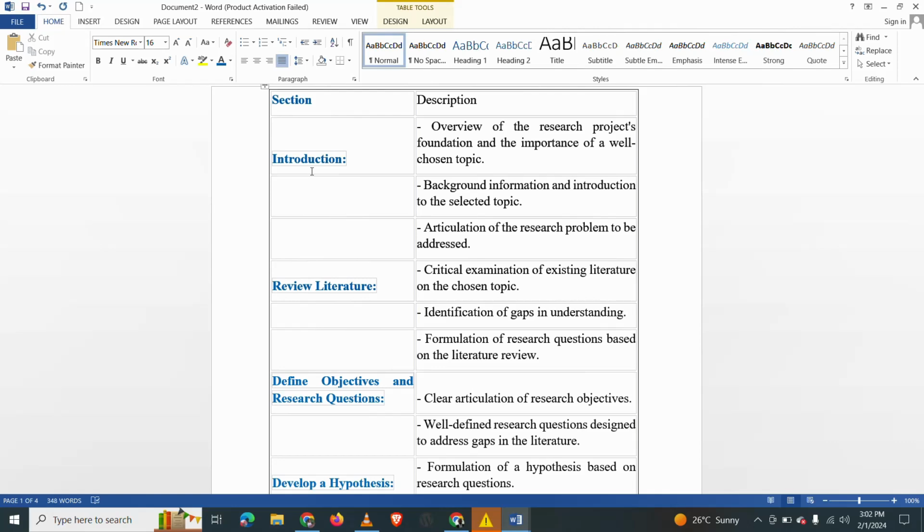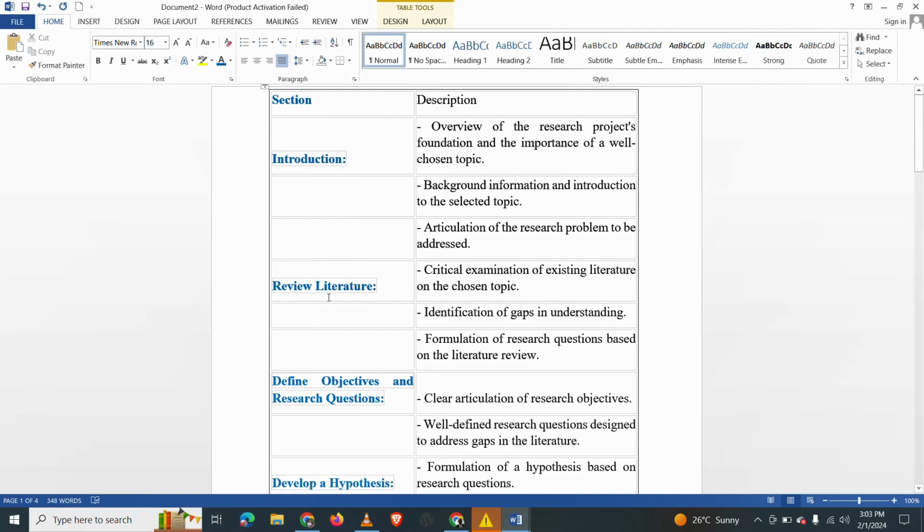So, on the literature review, that is the second part, you can see my cursor. So a critical examination of existing literature is essential for understanding the current state of knowledge on the selected topic. This literature review helps identify gaps in understanding and lays the groundwork for formulating specific research questions that contribute meaningfully to the existing body of knowledge.